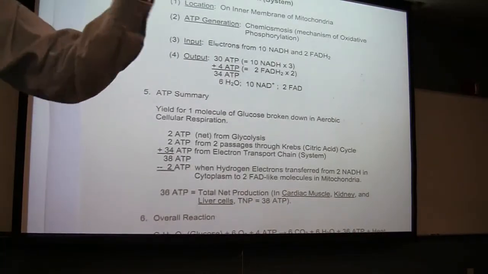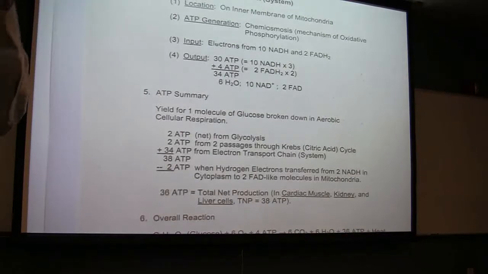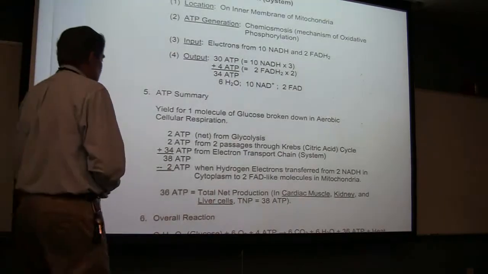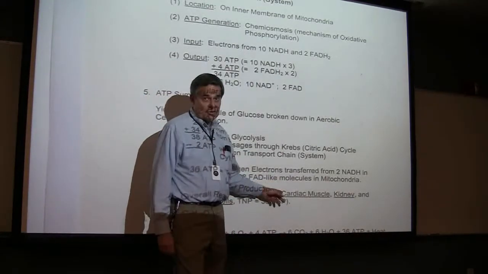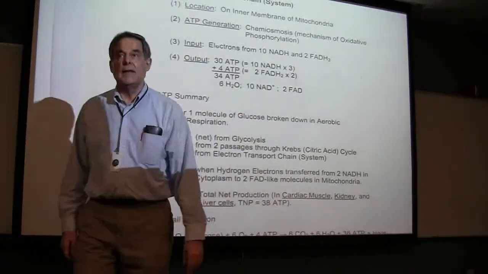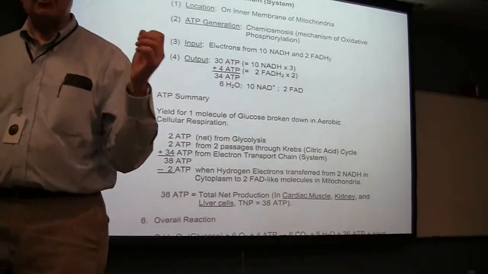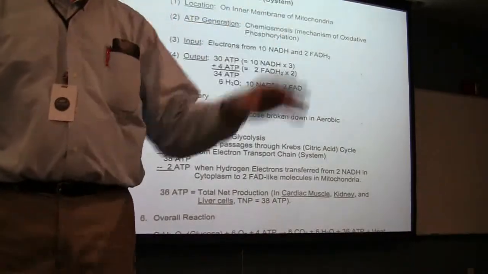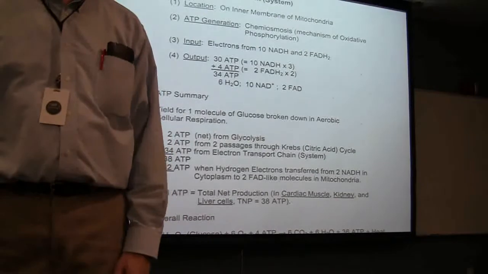So if you ask what's the total ATP production on average, it's about 36 ATP for each glucose, with a few exceptions, which I listed here. Cardiac muscle cells, liver cells, and kidneys. Okay? There, they have a carrier like NADH. There's no ATP lost, and you still get the 38 on average, okay?